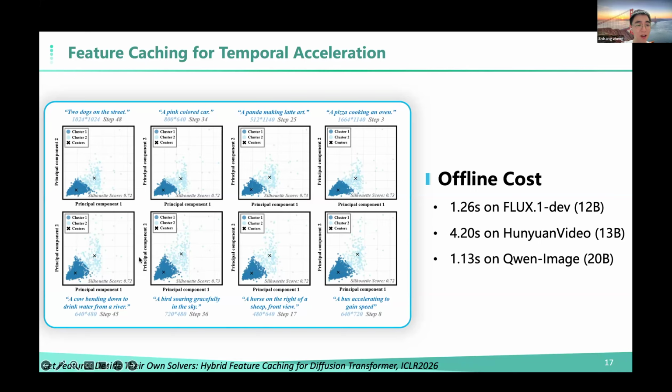And as you can see, we use a simple demonstration of the cluster numbers. We set them as 2 for a single demonstration. And we find that no matter how the prompt, the resolution, and the time steps change, the solver selection and the cluster results are extremely similar.